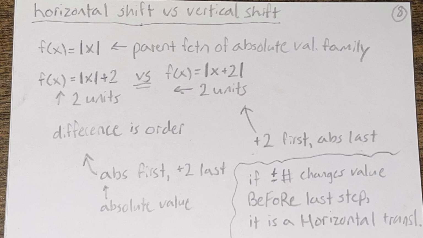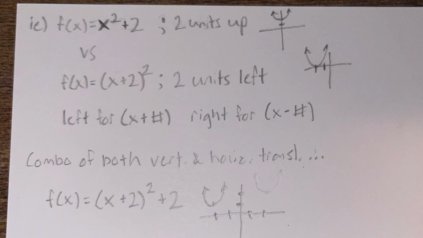General rule: if plus or minus a number changes the value before the last step, it is a horizontal shift translation. For example, f(x) = x² + 2 is the parent function shifted 2 units up. f(x) = (x + 2)² is 2 units left. Translate left if it is x plus a number and translate right if it is x minus a number. A combo of a vertical shift and horizontal shift: f(x) = (x + 2)² + 2 is 2 units up and 2 units left.